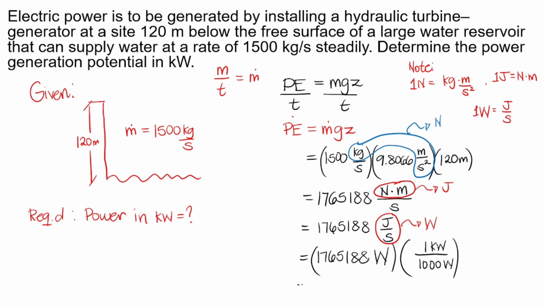And our final answer will be the power in kilowatts is equal to 1765.188 kilowatts. This is our final answer for this problem. Makikita natin na napakahalaga ng units in thermodynamics. So, take note of this simple conversions. These are all in the SI system.